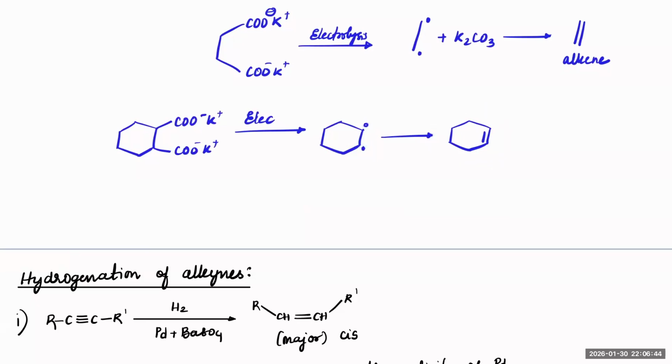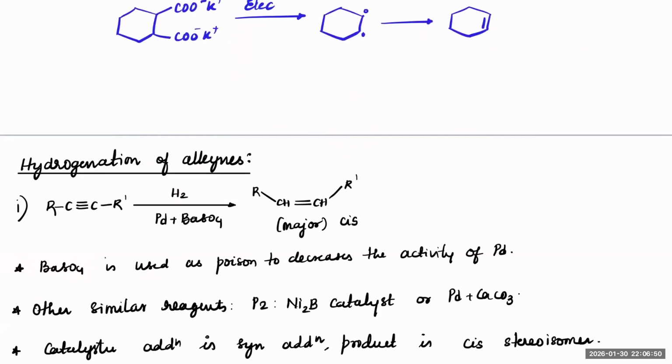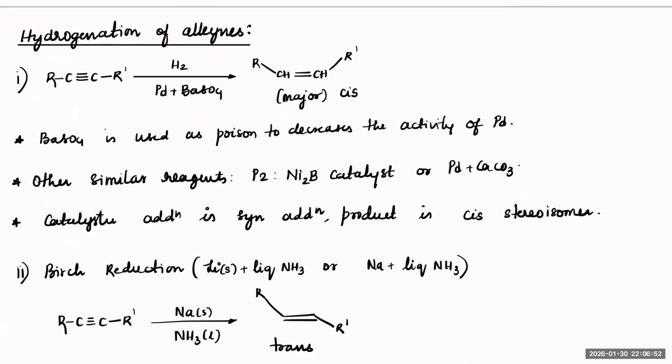This is how you can get the alkene from carboxylic acids. Next is hydrogenation of alkynes. If you take hydrogenation of alkynes also, we can get alkenes. But how do we get them? Please notice this. If you have a triple bonded carbon and then you react with H2, if you write palladium only, then the reduction will keep on happening till it becomes an alkane.